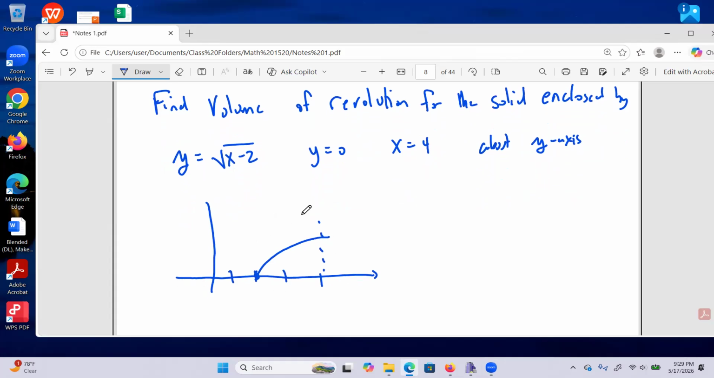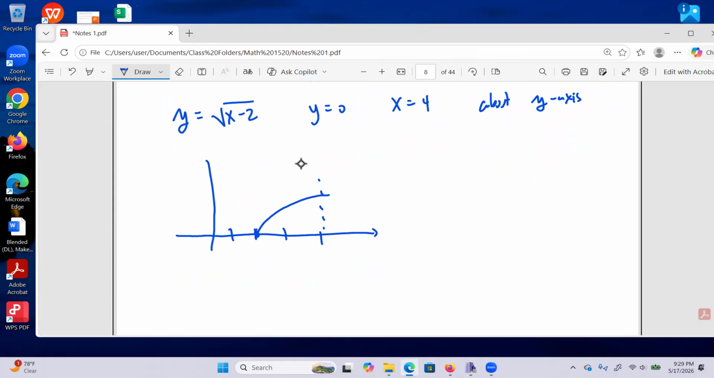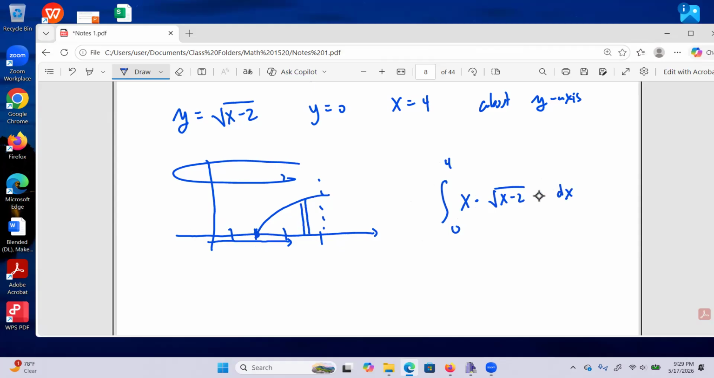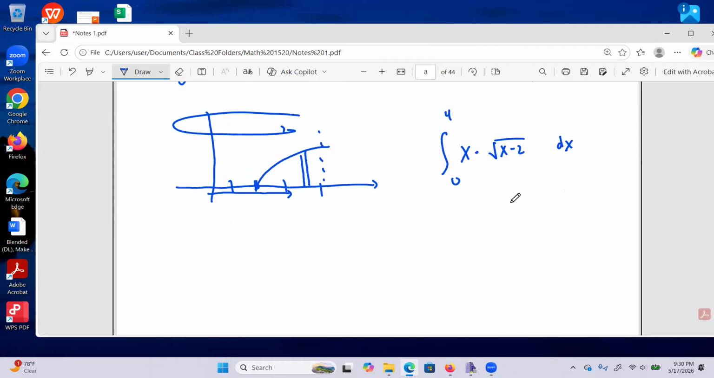Let's go ahead and revolve this around the y-axis. So we're going to go from 0 to 4, out here. We're going to draw a little line here. This is the piece that's going to go. So it's going to be x times, and then my height is going to be the square root of x minus 2, dx, right?